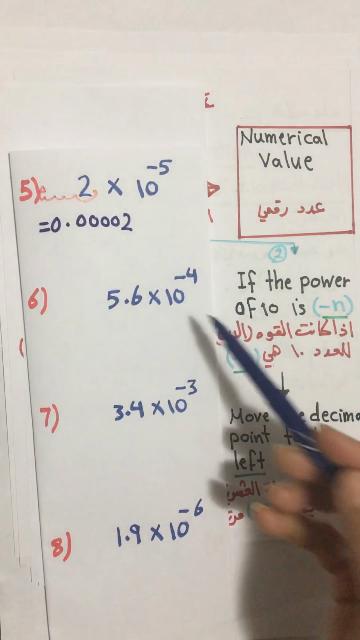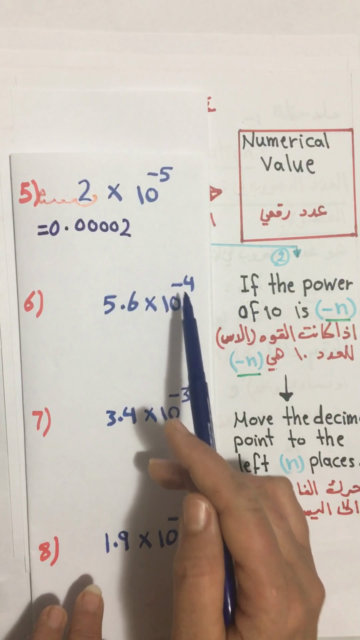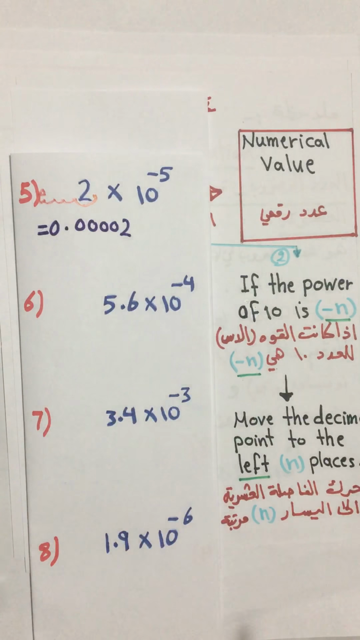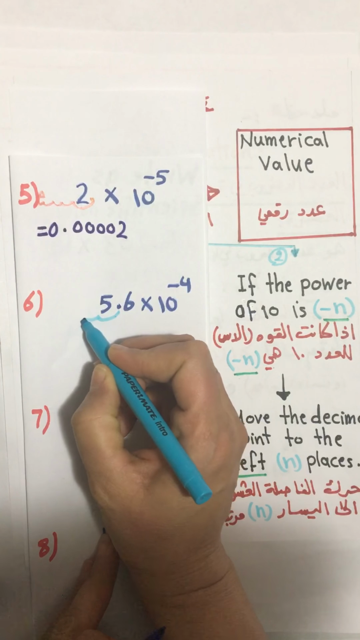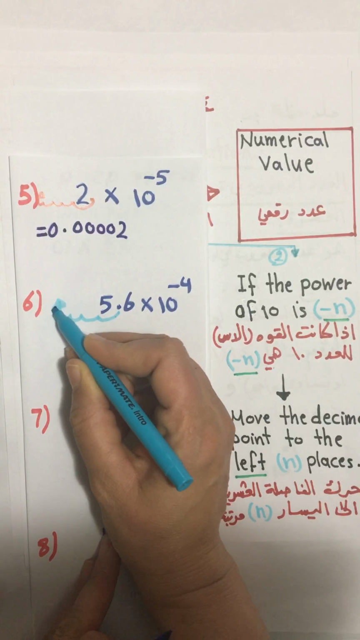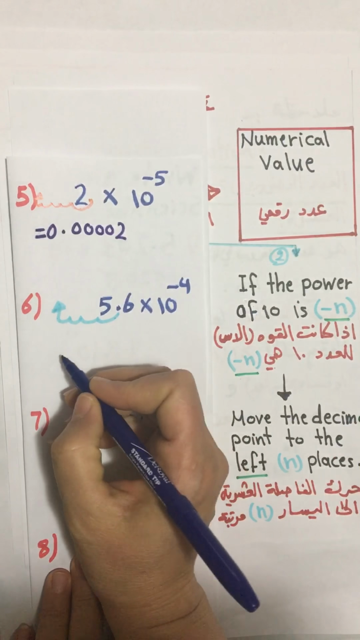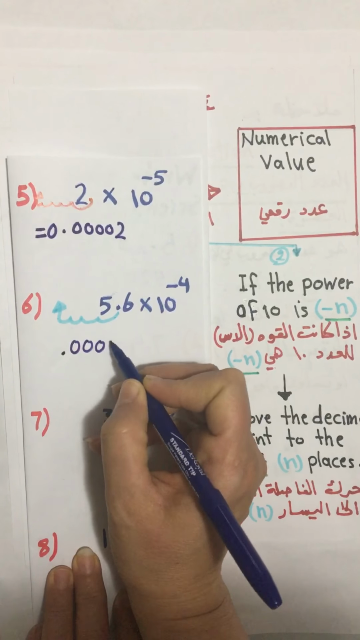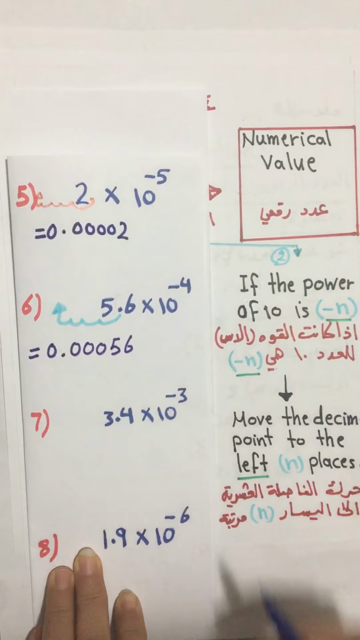5.6 times 10 to the power negative 4. The power is negative 4. Negative means move the decimal point to the left, and 4 means 4 places. So 1, 2, 3, 4 places. The decimal point will be right here, then 1, 2, 3 zeros, 5, 6. This is the answer.